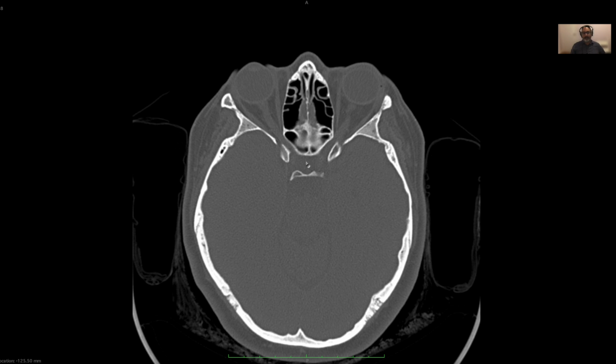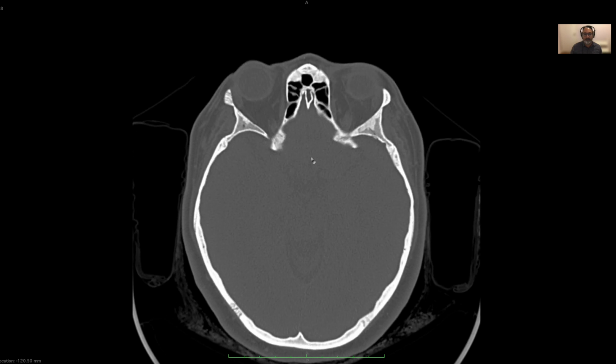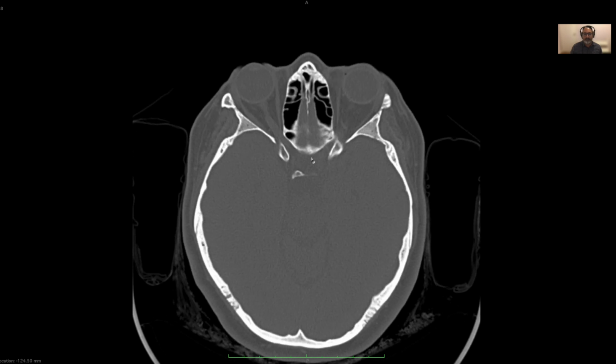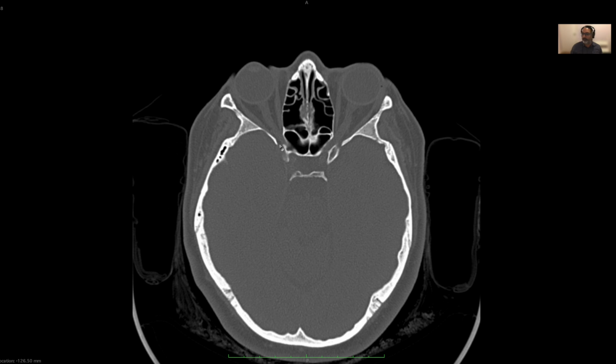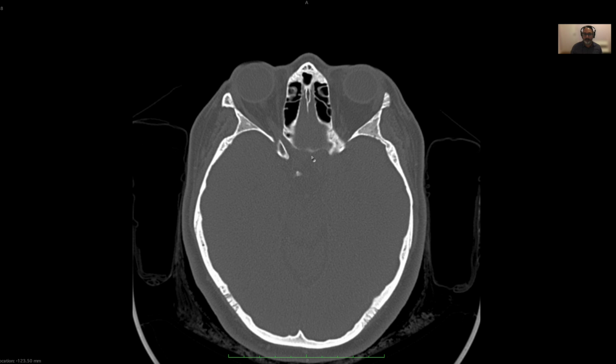Here, as you can see, the sella turcica. Now there's another opening. That's the optic canal, but you can see another opening here, another opening there. And if I go up and down, you can see that opening moves forward and back a bit. And that is the superior orbital fissure. These two are the superior orbital fissure.